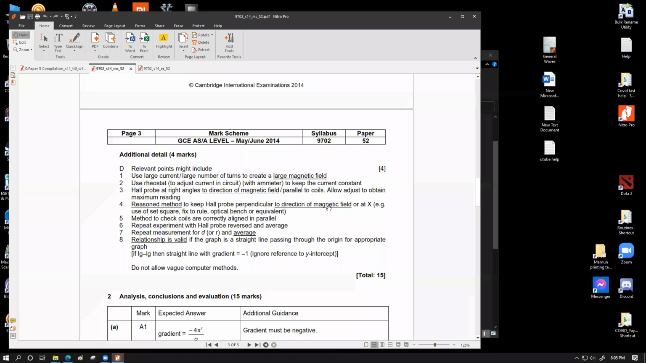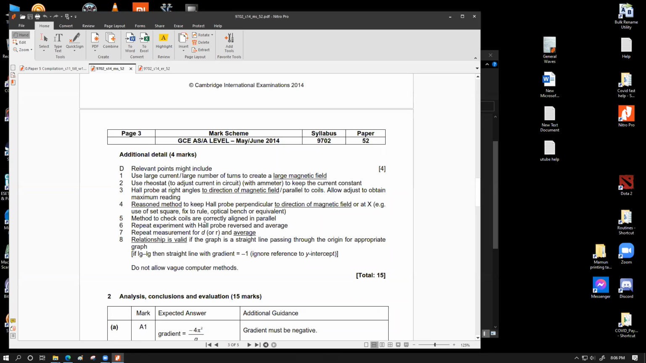Reason method: to keep the Hall probe perpendicular to the direction of the magnetic field. Example: use a set square, fixed rule, optical bench, or equivalent. I did not mention a mechanism for how we're going to keep the Hall probe over here. I said that we're going to use stand-and-clamps in the position, and we're going to find that position by the use of 2 diagonal strings. So whatever you are proposing has to be logically achievable. It shouldn't be something like the Yoda using force or something. That's not acceptable.